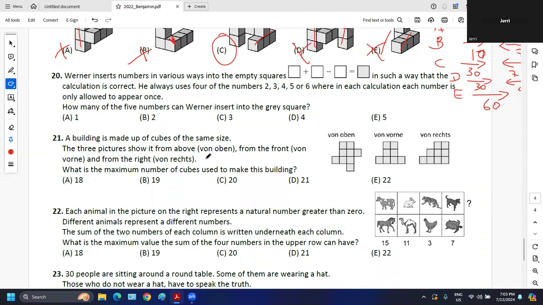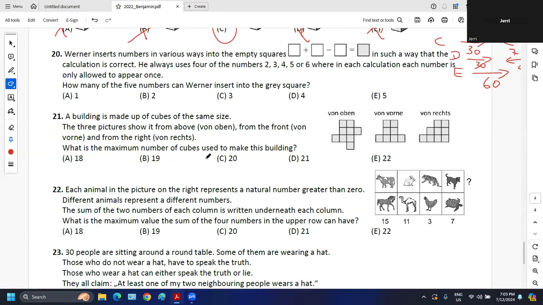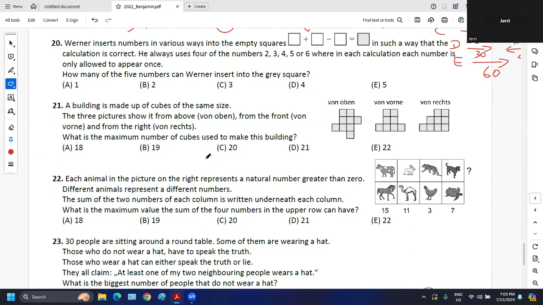Question number 20. Walter inserts numbers in various ways into empty squares in such a way that the calculation is correct. He always uses 4 of the numbers 2, 3, 4, 5, or 6. For each calculation, each number is only allowed to appear once. How many of the 5 numbers can Walter insert into the gray square?